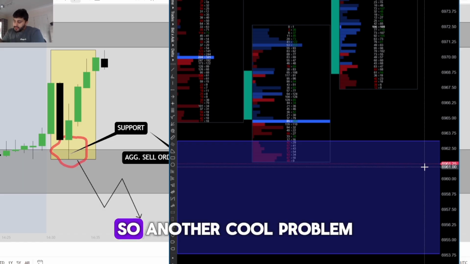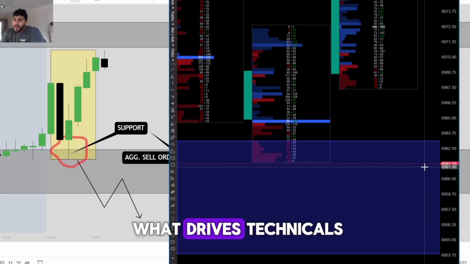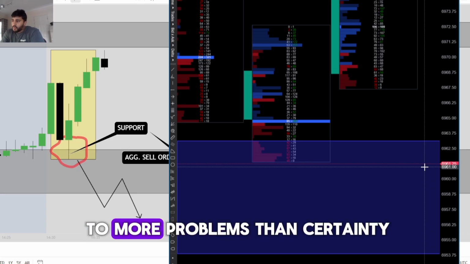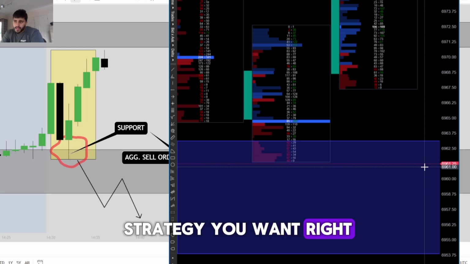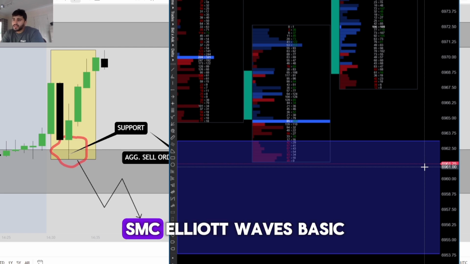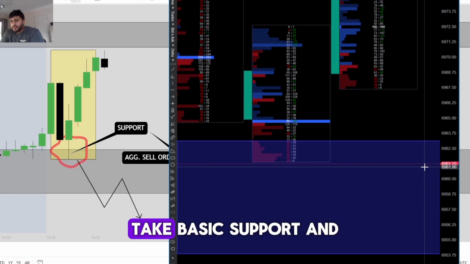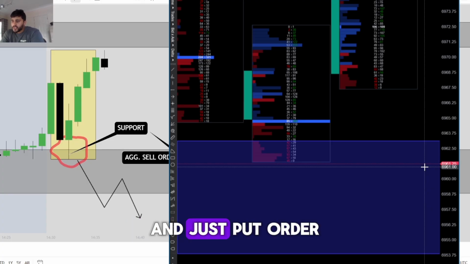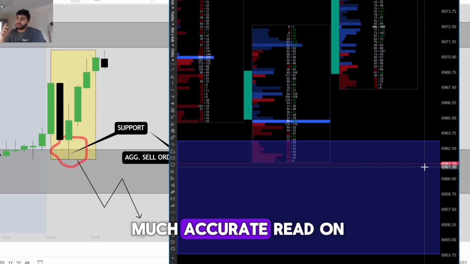Another core problem is that traders use technicals, but they don't understand what drives technicals. That leads to more problems than certainty. You can take any strategy you want: EMAs, crossovers, ICT, SMC, Elliott waves, basic support and resistance, which is what this video is about. Take basic support and resistance areas and just put order flow with whatever it is you're doing, and you'll have a much more accurate read on price.